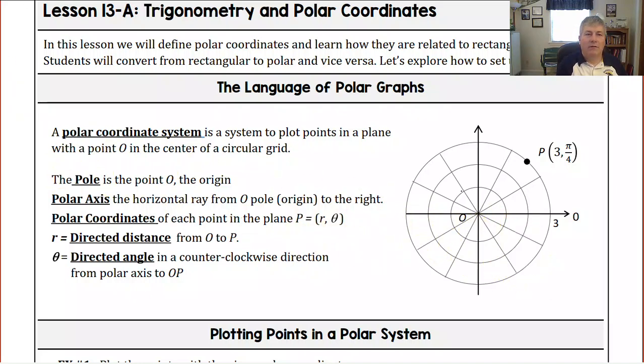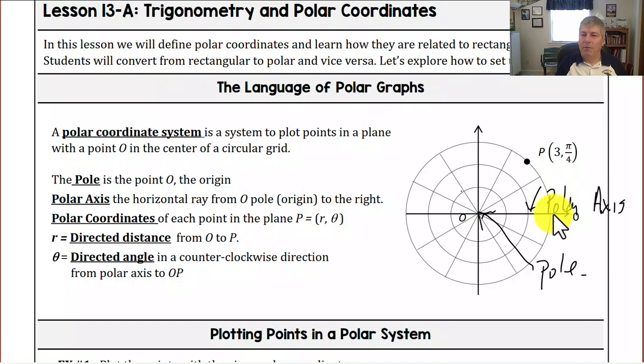Okay, so let's see if I can get this set up right. Our origin is the pole, and the polar axis is the horizontal ray from the origin to the right. So this is our polar axis, or the positive x-axis. And each point on the polar plane is some r, some radius r, a directed distance from the origin to some particular point. And theta is a rotation. It's an angle that we're rotating on the plane.